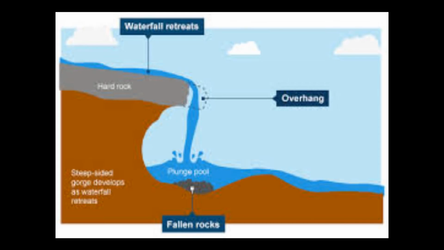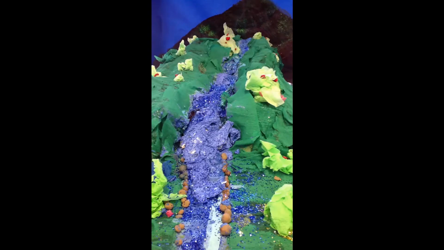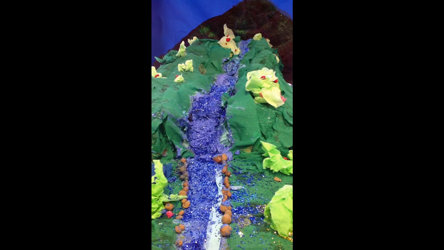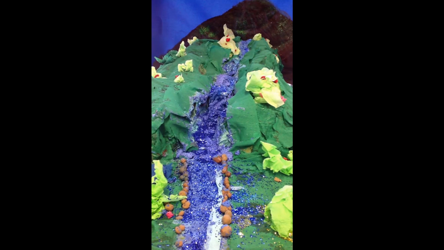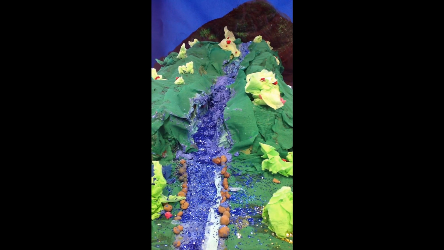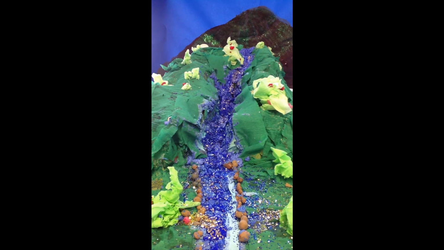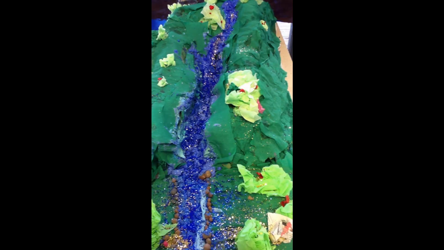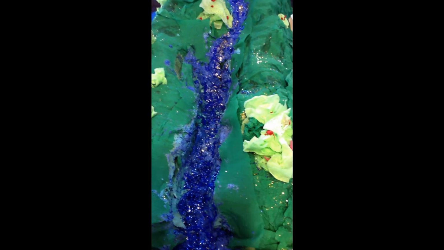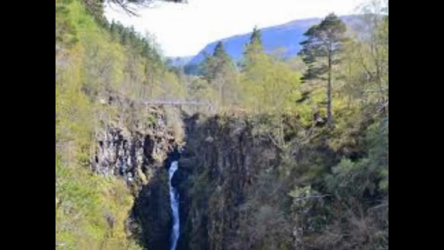The waterfall further erodes the soft rock, forming a plunge pool. As the plunge pool is cut further back into the soft rock, it leaves the harder rock sticking out as an overhang. Eventually, the overhang will collapse into the plunge pool, and the waterfall will move back to a new position. As this is repeated, the waterfall will retreat further and further back, eventually creating a gorge. A good example of this can be seen at Gorrysalloch Gorge near Ullapool.